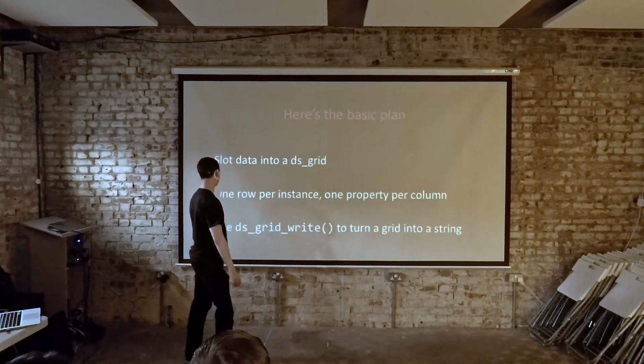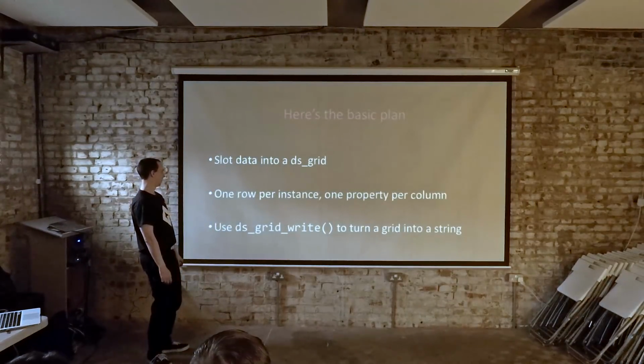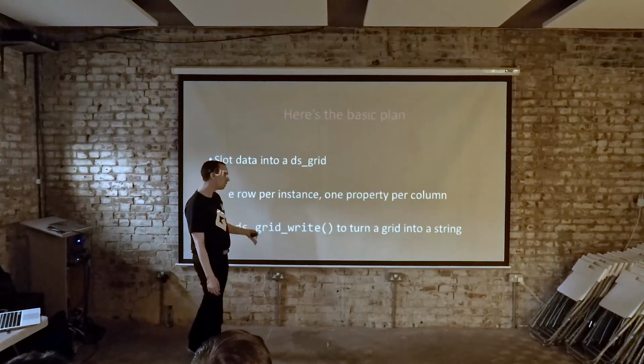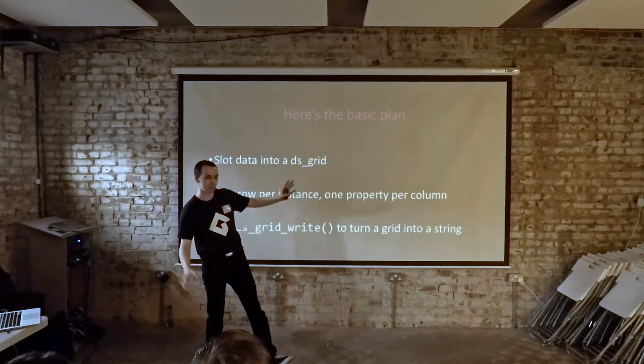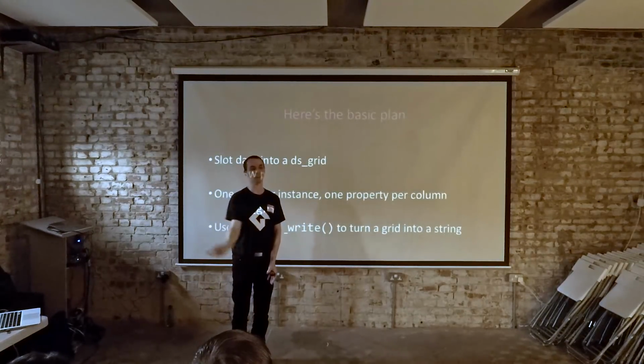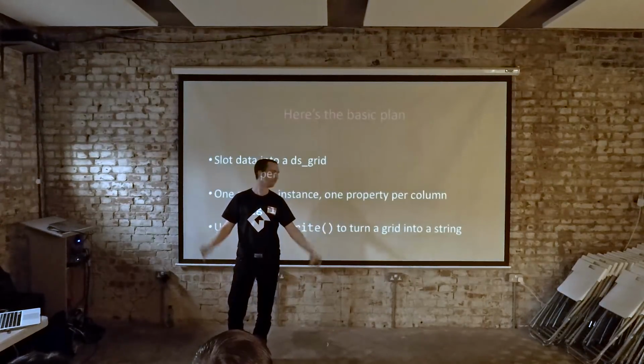Beautiful, simple. And what we're going to do is once we've built this grid, we're going to use dsGridWrite, which is a really cool function. Not many people know about it, but dsGridWrite allows you to turn a grid into a string. So then you can take the string and just stick it into a file. Just do a normal string writing function for a file.